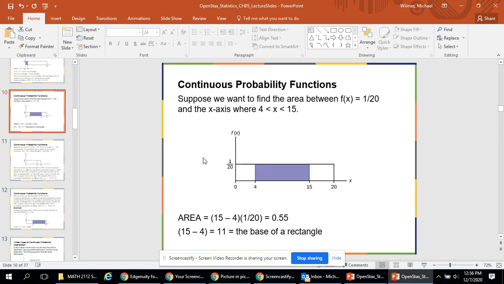We have other problems, very similar. Between 4 and 15, you calculate that length, 11. 11 multiplied by 1/20th is 0.55.